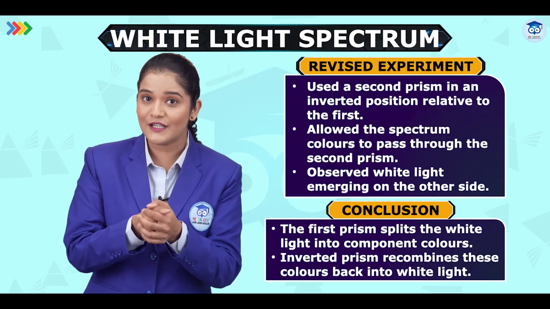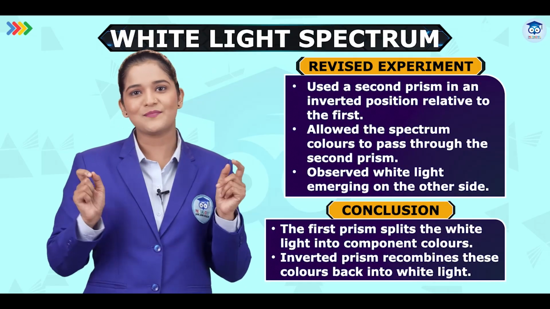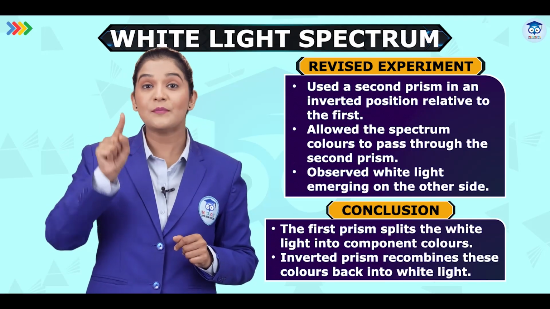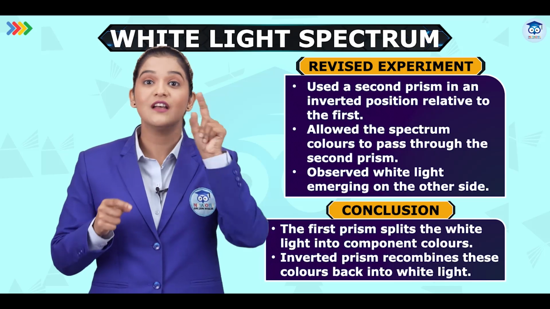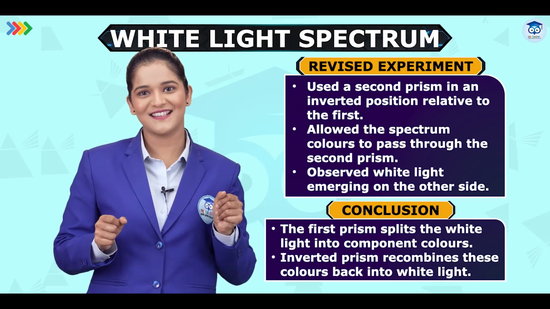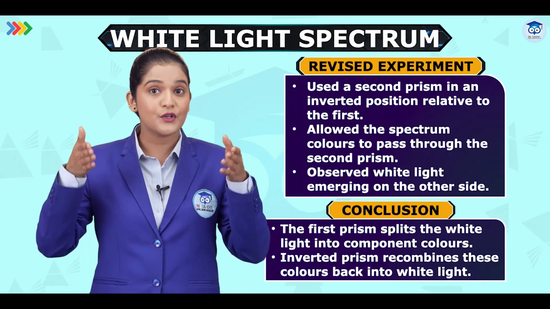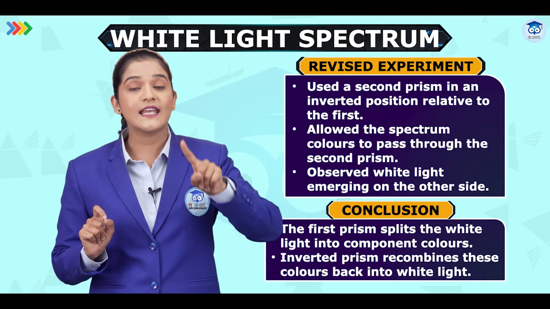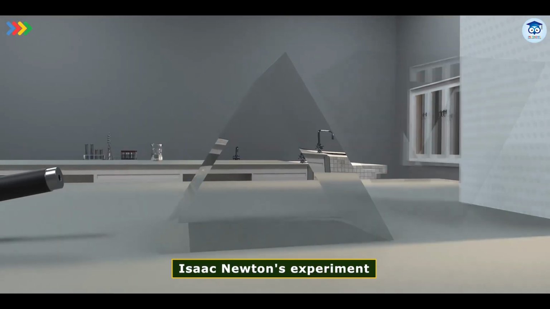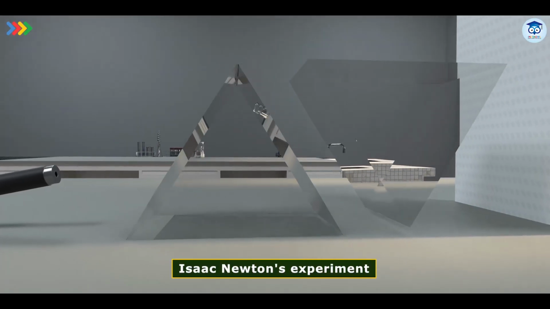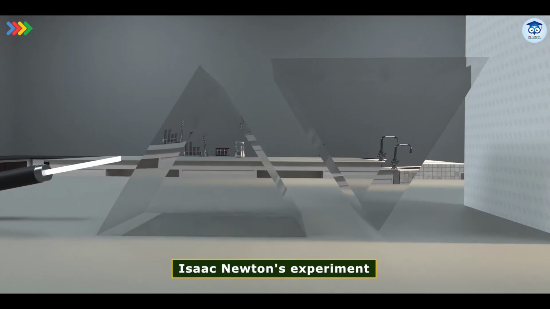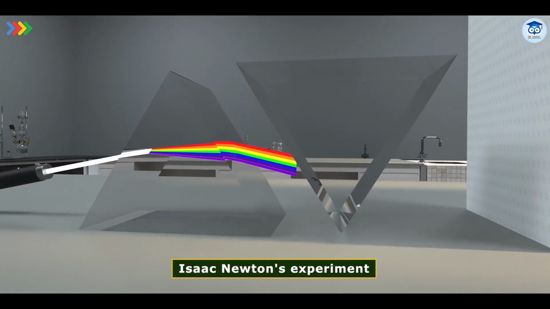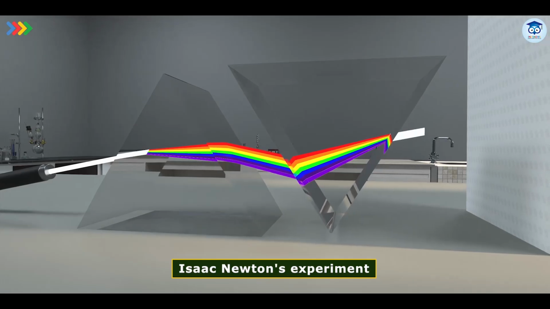He then proceeded with a revised version of the experiment. This time, he used a second prism placed in an inverted position relative to the first. The spectrum of colors produced by the first prism was allowed to pass through the second inverted prism. To his surprise, instead of seeing the spectrum again, Newton observed that white light emerged from the other side. This led to a significant conclusion.